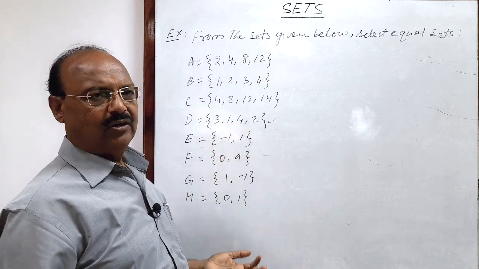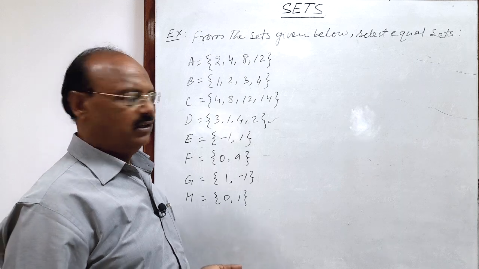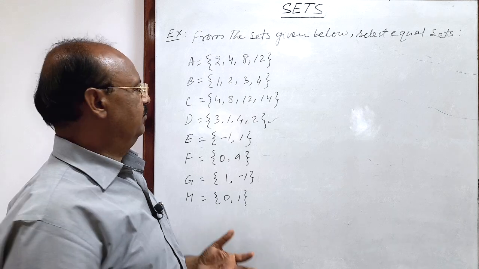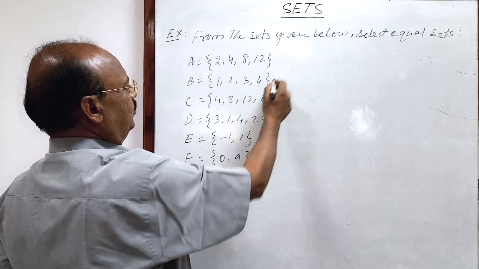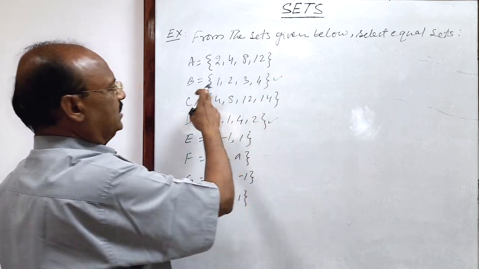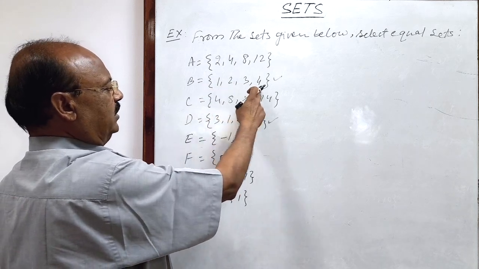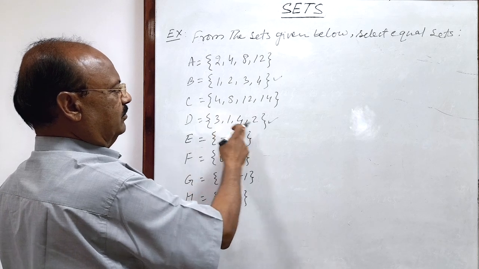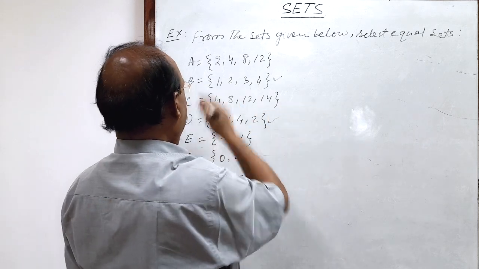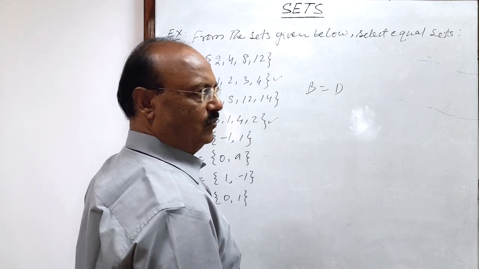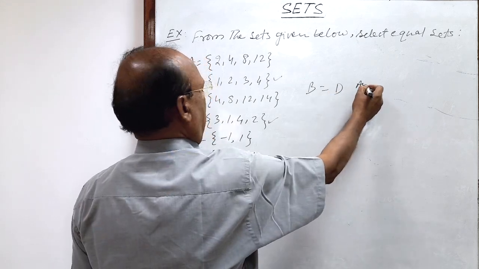The order of elements, the order of members, does not matter in any set, but the elements should be the same. So in these two sets B and D, you see the same number, same elements, same members: 1, 2, 3, 4. 1, 2, 3, 4. So here we can write set B is equal to set D. So this is our answer.